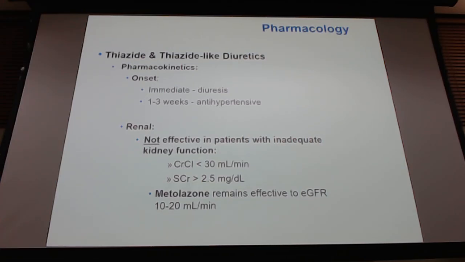And metolazone remains effective for an eGFR of 10 to 20 milliliters per minute, probably because they studied it in the patient population of 10 to 20, and there's not much data for the other thiazides in that kidney function range.